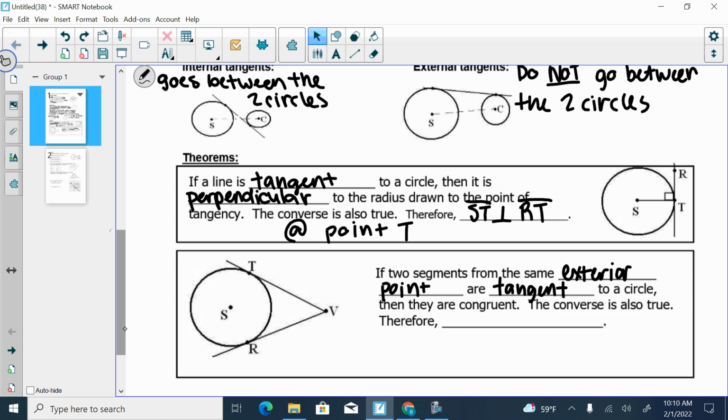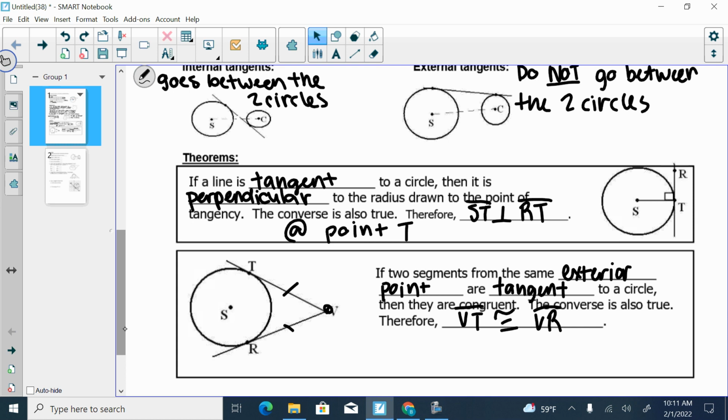So, what they're talking about is these are coming from some external point V, and both of the lines that come from V are tangent to your circle. They're saying that means that these two line segments have to be congruent. From V to T would be congruent from V to R. Okay, so we can use both of these ideas to help us find missing angles or missing side lengths if we're trying to figure out how long one of the tangent lines is.